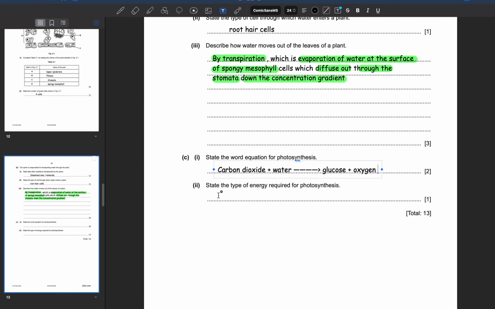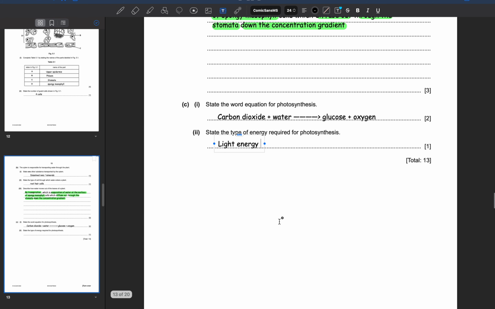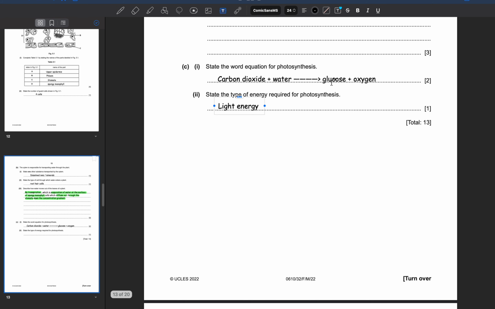Okay. State the type of energy required for photosynthesis. We know that the energy required for this equation to happen, or for this chemical reaction to happen, is the light energy, which is trapped by the chlorophyll in the chloroplast inside the palisade mesophyll for photosynthesis to take place to produce glucose.